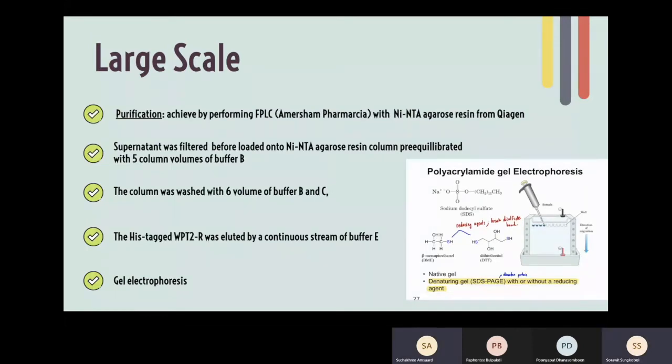Next is the purification. The purification is achieved by performing the FPLC with nickel NTA resins. Then we filter out the supernatant and load it into the Ni-NTA resin column with 5 column volumes of buffer B. The column was washed with 6 volumes of buffer B and C. The His-tagged WPT2R was eluted by the continuous stream of buffer E. Then we will perform the gel electrophoresis in order to determine whether the protein of interest, or the fraction of protein that we purify, is correct or not.